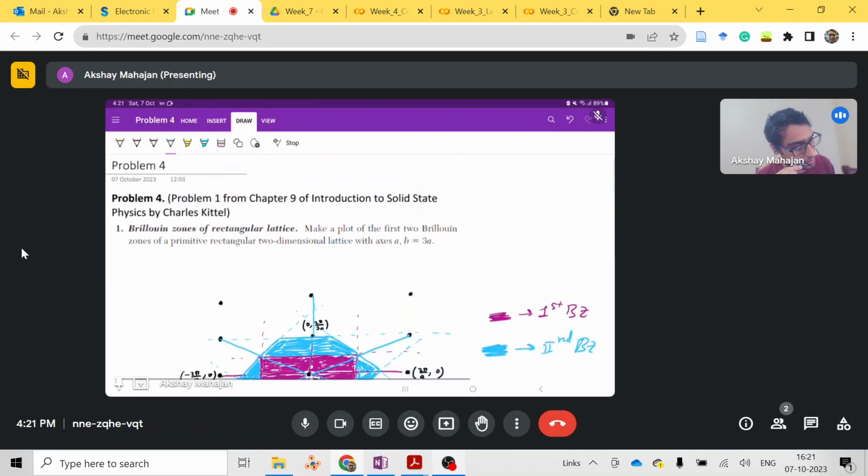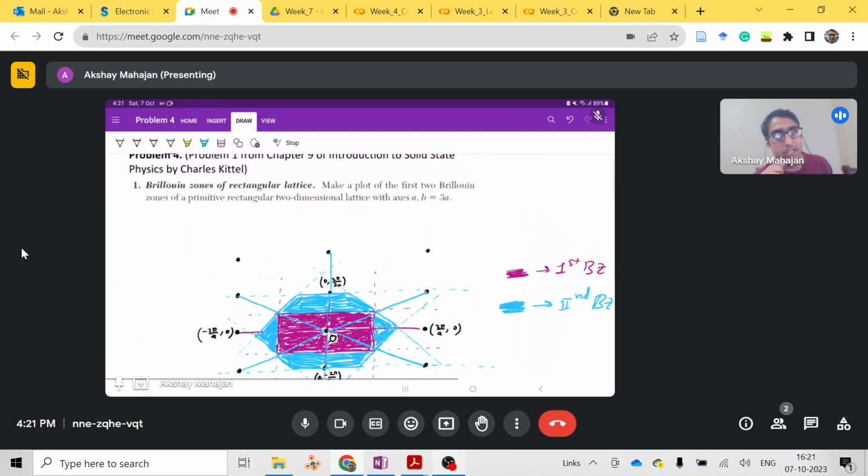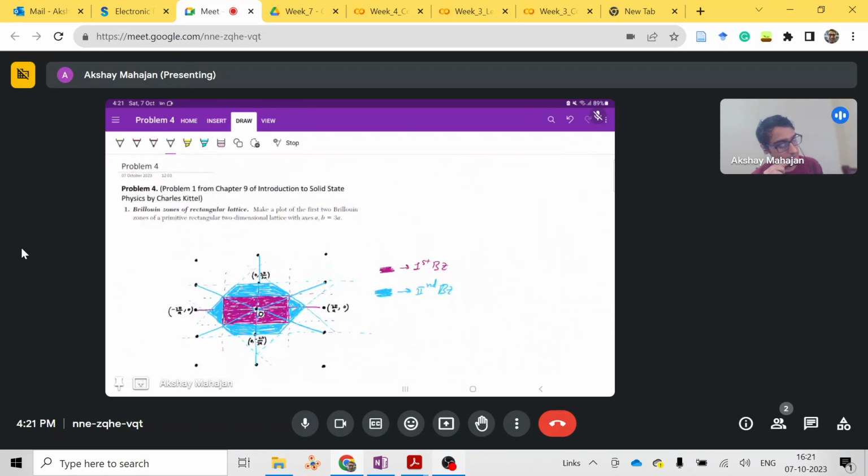Alright, so this was the problem. I hope drawing Brillouin zones would be much easier now. You just have to connect the lattice points through a perpendicular bisector, and then check, while going from within this region, whether you are cutting any black planes or not. This perpendicular bisector will be your black planes. You just have to check how many black planes you are cutting.